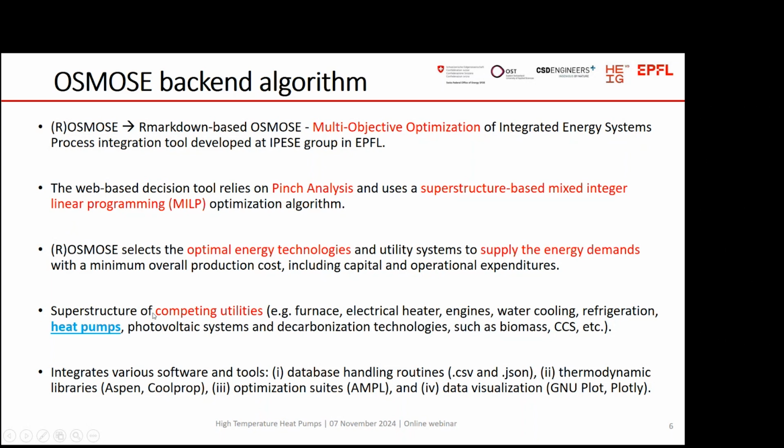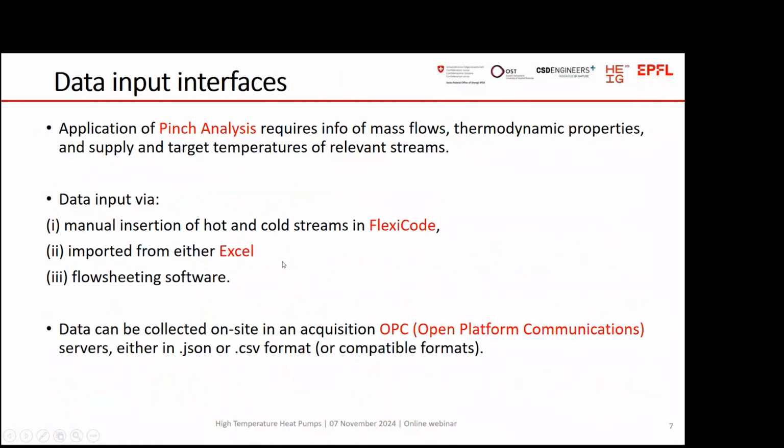The superstructure, of course, needs to have all of the competing utilities. It needs to have the furnace, electrical heaters. We need to be transparent, and in that way we can be more convincing on whether the heat pump is or is not the best solution. So it can integrate several tools, as I said, and several visualization routines.